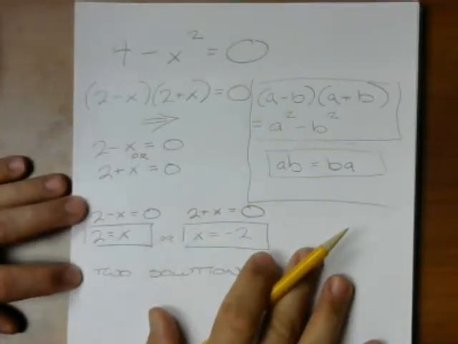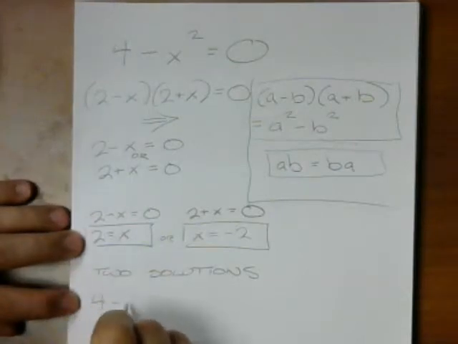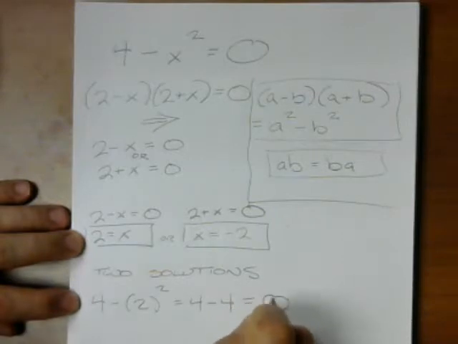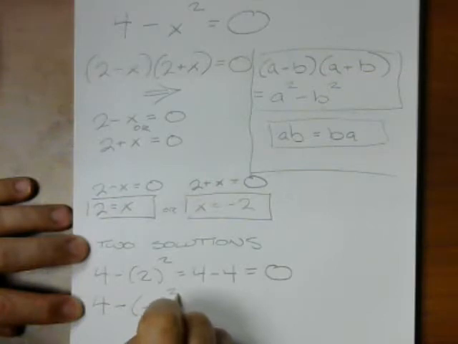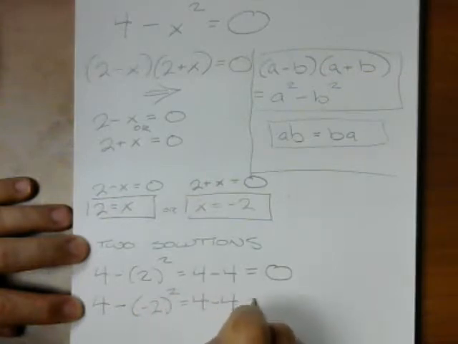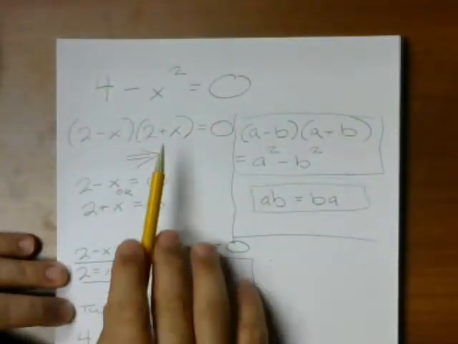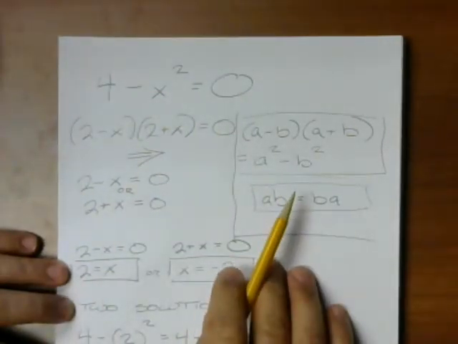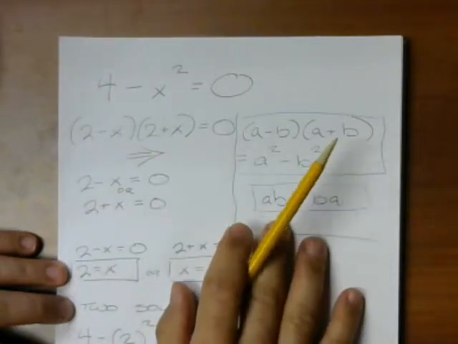And of course, if you don't believe me or you're not sure, at any point when you're told that something's a solution to an equation, you can just check by plugging it in. If I were to take 4 minus 2 squared, I get 4 minus 4, which is 0. And if I were to take 4 minus (minus 2) squared, I would also get 4 minus 4, which is 0. So I've verified that both of these are, in fact, solutions. And we know these are the only solutions. Because remember, the only way a product can be 0 is if one of these two things is 0.